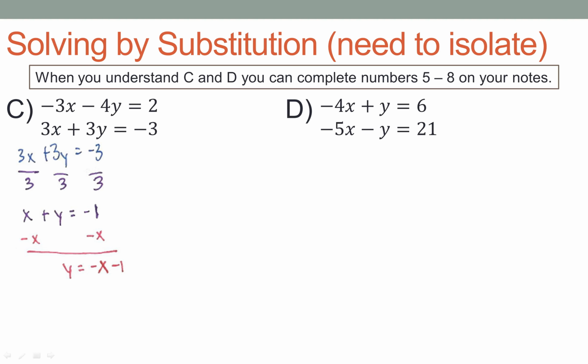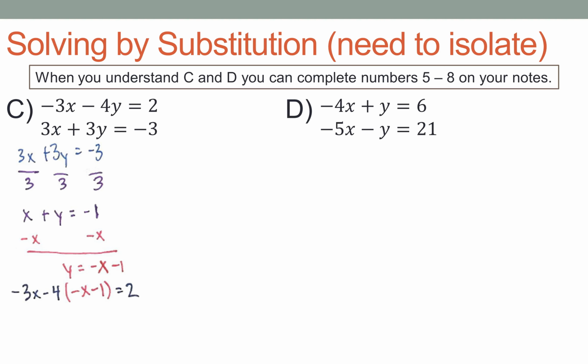Sweet. So now I'm going to take what y is equal to, and I'm going to substitute it into the first equation. So the first equation was negative 3x minus 4 times y equals 2. But now, solving the second equation for y, I have y equals negative x minus 1. So now the first equation, when I put that y value in, is negative 3x minus 4, open parentheses, negative x minus 1, close parentheses, equals 2.